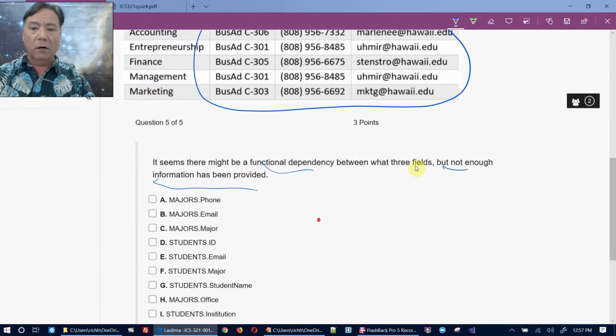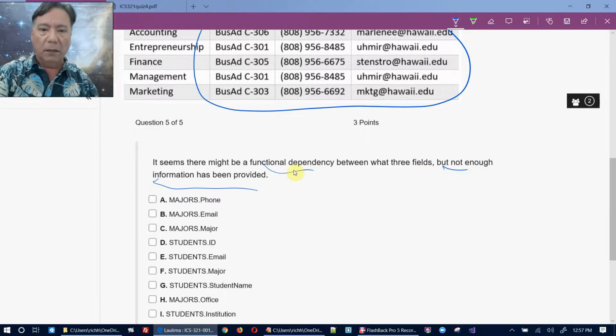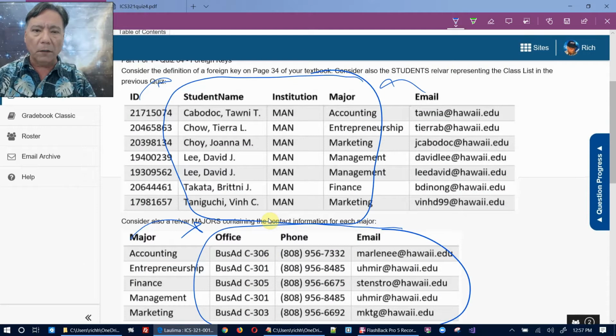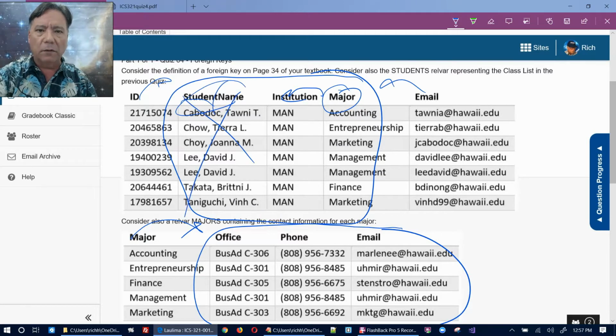So the question is, what three fields may there be a functional dependency between, but not enough information? Well, these three fields, can we imagine any sort of functional dependency between these three fields? Let's see. Not really. I guess we could see major determining institution. That's possible. Not anything involving student name though.